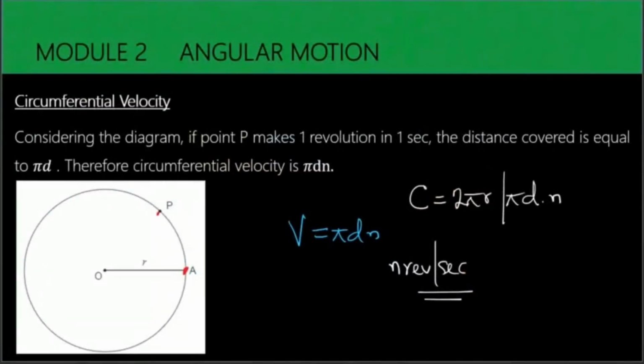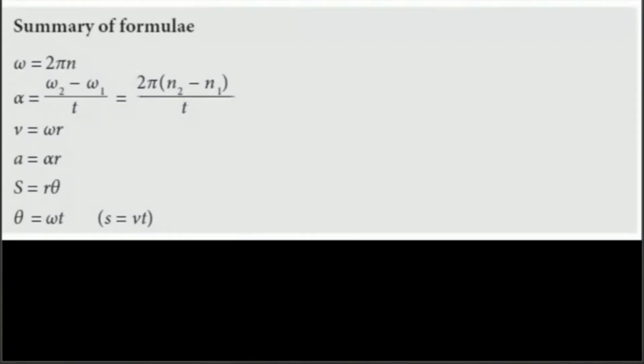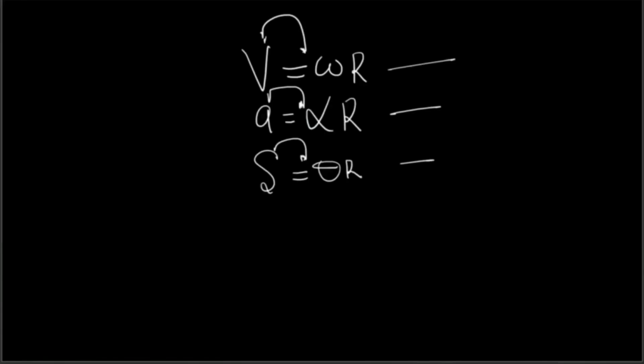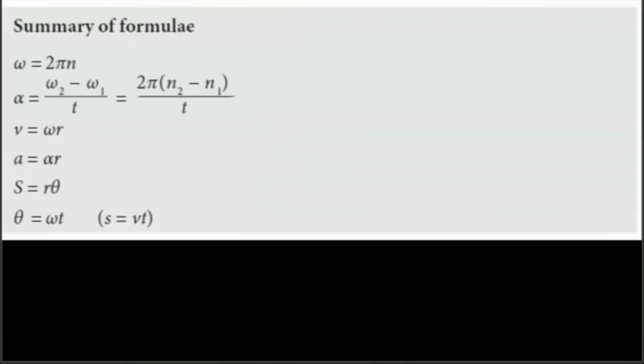So it's still the same thing. With the circumferential velocity, there's nothing much. And then it brings us to a summary of some formulas. I explained some of this yesterday here. The relationship between linear and angular quantities like the velocity, the acceleration, and the distance. So this is the comprehensive formula. You can write it down.